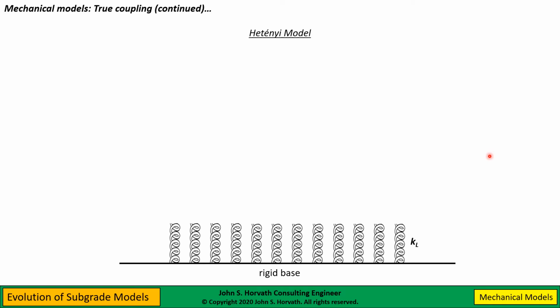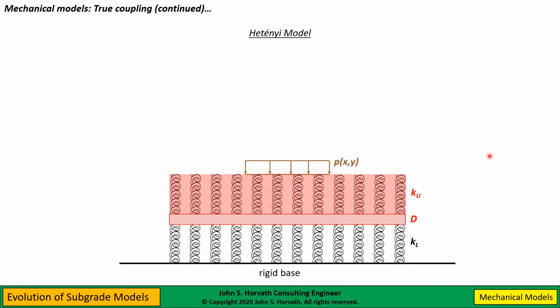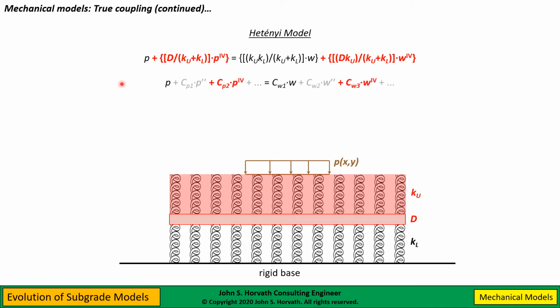Hetényi, in his 1946 monograph on beams on elastic foundation, also came up with his own subgrade model, and he put springs over a structural plate. This is the resulting differential equation. You see that this adds a fourth derivative on either side, but notice that his model jumps over two terms, one on each side. Again, it begs the question, is this really more advanced than something that includes these terms?